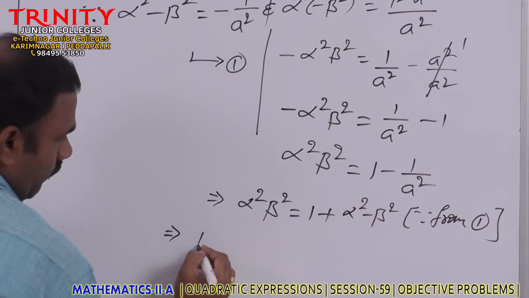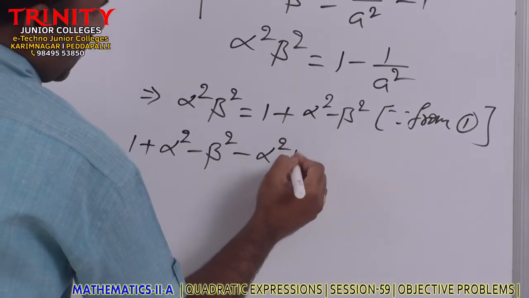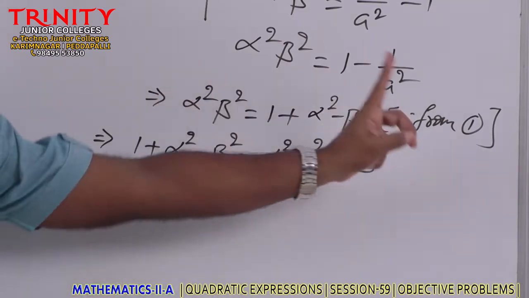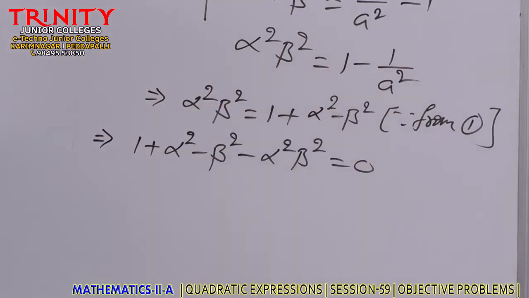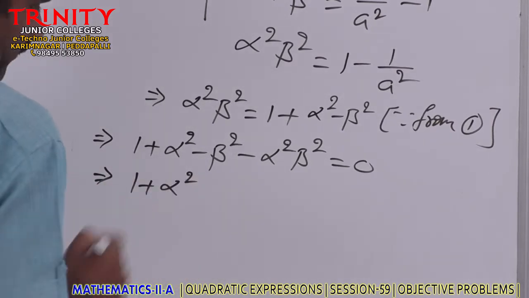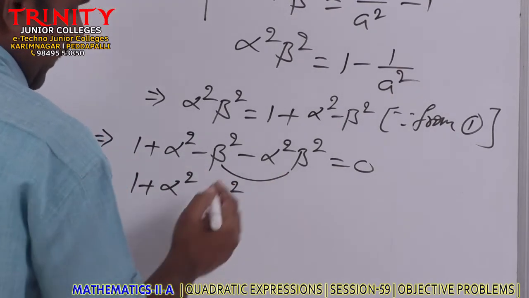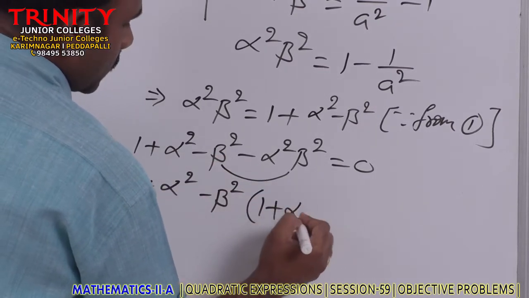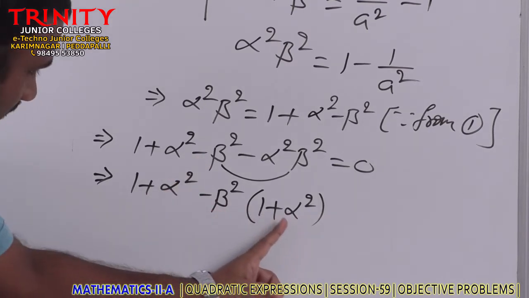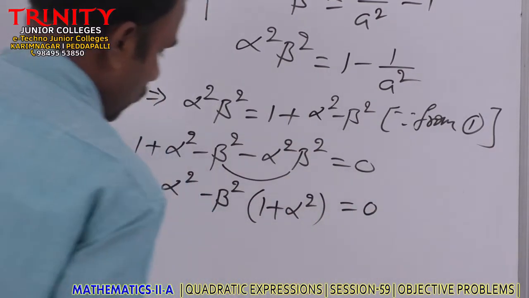Now 1 plus alpha square minus beta square minus alpha square beta square equal to 0. Take all the values to one side. I am taking alpha square beta square to the right side, then go for the factorization. 1 plus alpha square we are keeping as it is. From these two I am taking minus beta square as common. If we take minus beta square as common, then we will get here 1 plus alpha square, with 1 remaining here and alpha square remaining here. This is equal to 0.